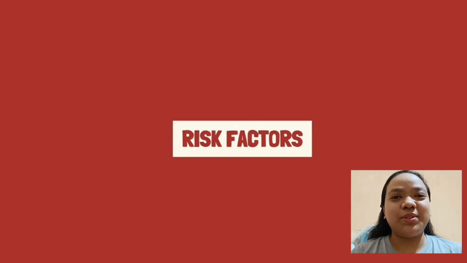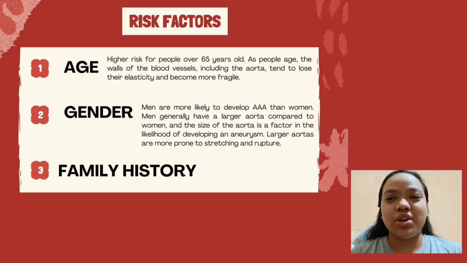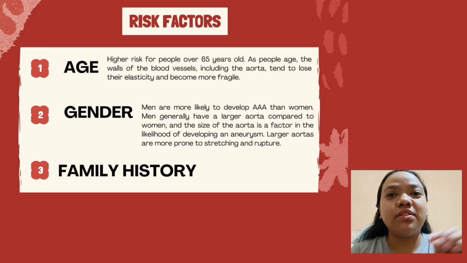So, let's move on to the risk factors of AAA. The first one is the age. So, there is a higher risk for people over 65 years old. Kasi nga naman, as people age, the walls of the blood vessels, including the aorta, tend to lose their elasticity and become more fragile. This makes the aorta more prone to dilation o yung paglobo and the development of aneurysm.